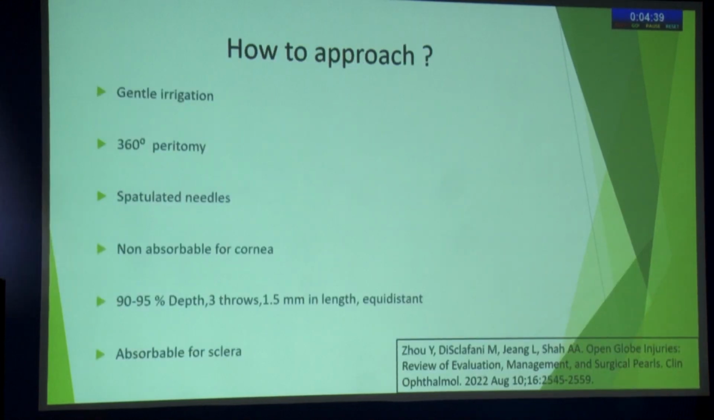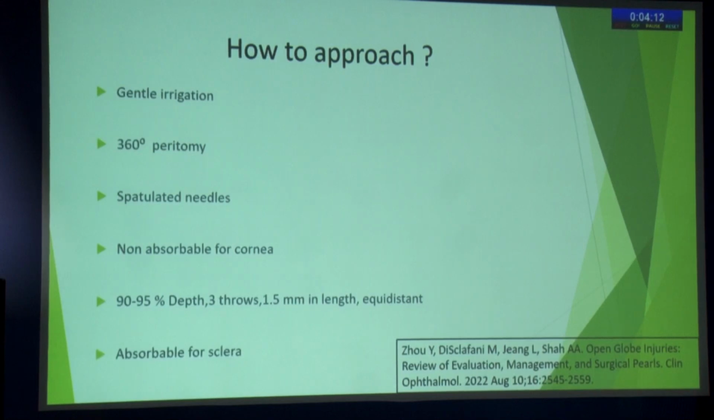So how to approach? First of all, we have to go ahead with gentle irrigation whenever we see open globe. Perpendicular irrigation forcefully should be avoided to avoid further tissue loss. And if we are suspecting an occult rupture or if we are suspecting scleral perforation, we have to do 360-degree peritomy. And if needed, even the rectus muscles have to be disinserted, and the sclera beneath it has to be looked upon carefully to avoid any unattended scleral perforations.